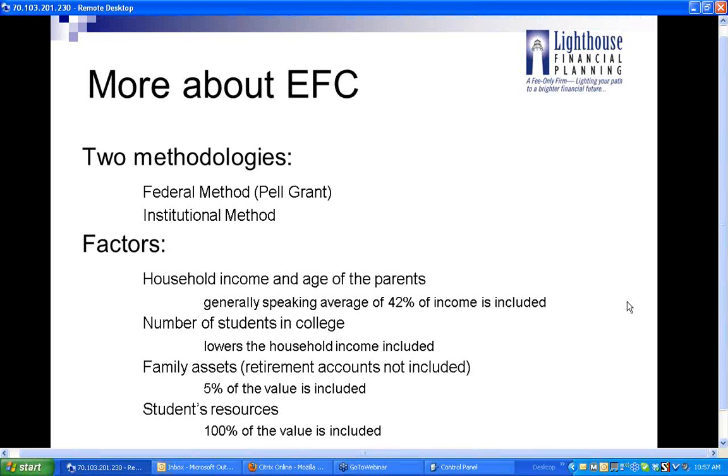For the assets, about 5% of the value of any assets you have outside of retirement accounts are included. It's important to consider that retirement accounts are not included in this family contribution. So any 401ks or IRAs, traditional IRAs, are not included in the expected family contribution. And the student resources are considered 100% available. That's an important planning point, something to highlight.